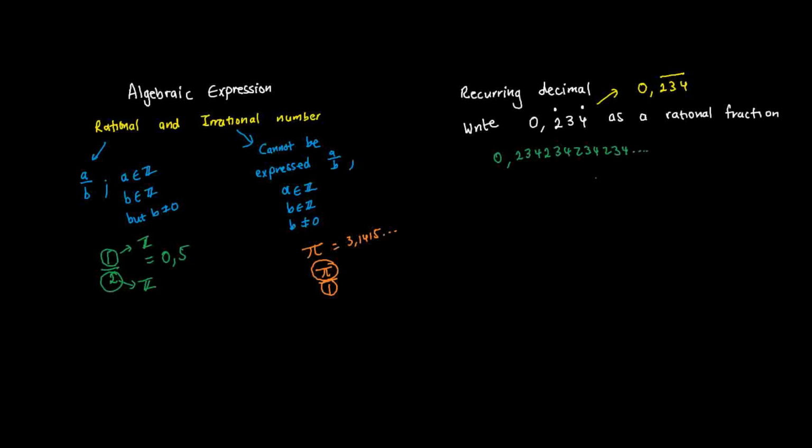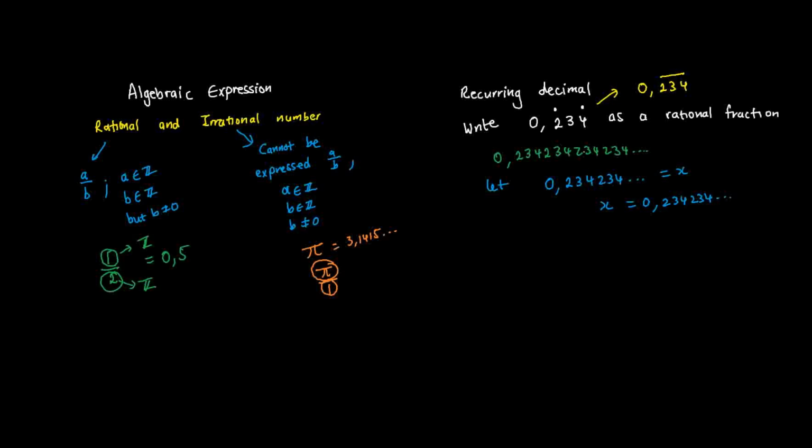So this can continue to infinity. It does not end, right? But we want to write this as a fraction. So step number one, I'm going to say let 0.234, and so forth, be equal to x, right? So x is equal to 0.234 reoccurring.